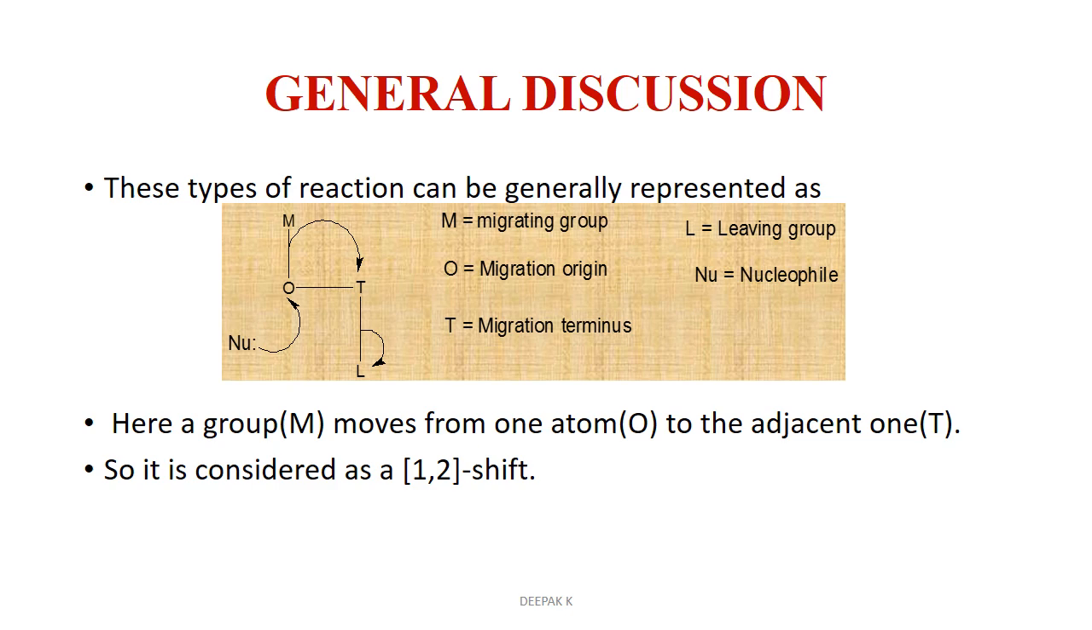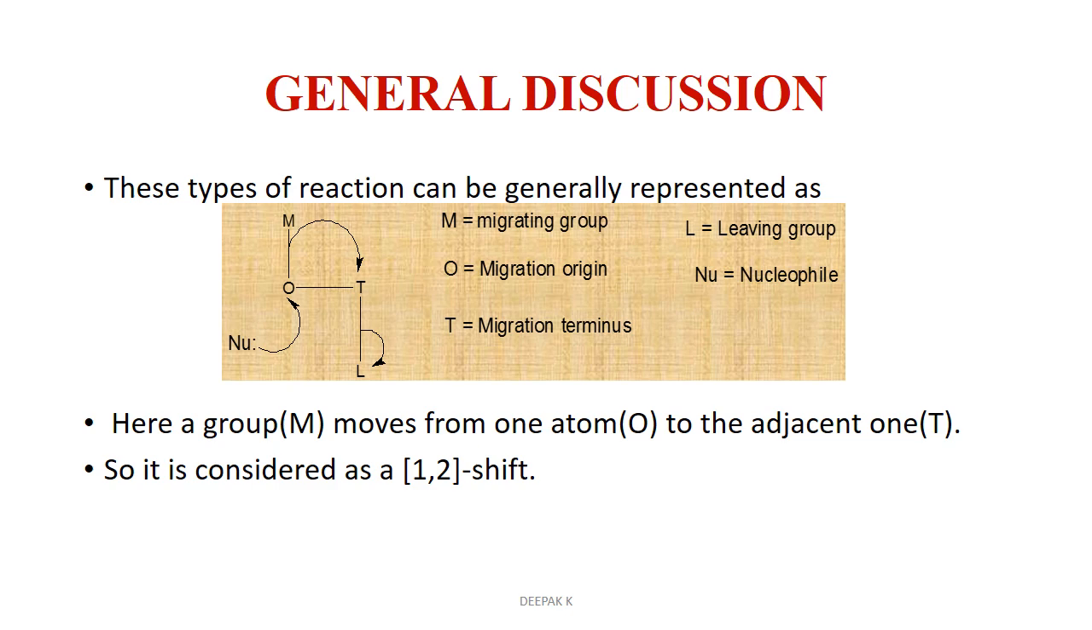That is, if you are applying a nucleophile to the migration origin, then the group M will be migrating to T and a group will be left. So the 5 rearrangement reactions are following exactly this pattern. The only change will be that the leaving group will be different, the migrating group will be different, but the migration terminus will be the same. Migration origin is also the same, it is carbon. Migration terminus is nitrogen. So a group is migrating from O to T.